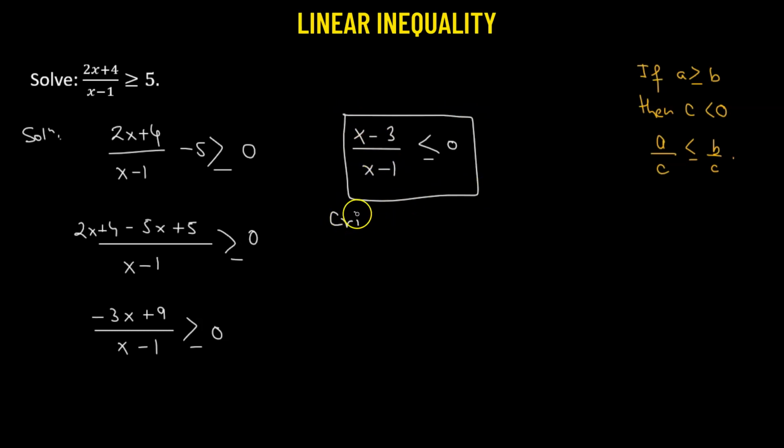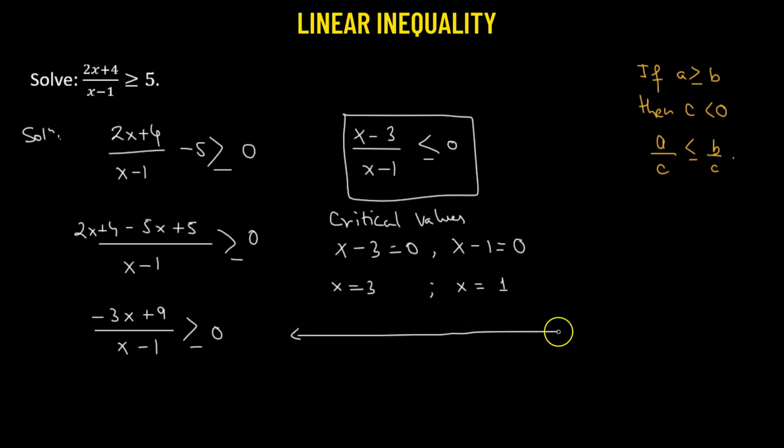For that, we are going to obtain some critical values. Critical values are defined as those values of x where the numerator or the denominator goes to 0. So, x equals 3 and x equals 1. Now we'll consider a number line, and on it we are going to plot the values x equals 1 and x equals 3.